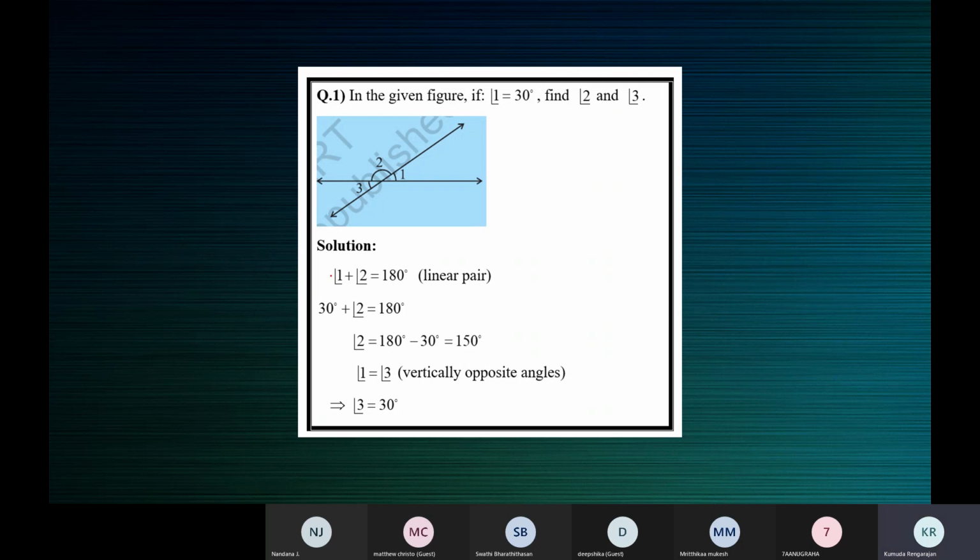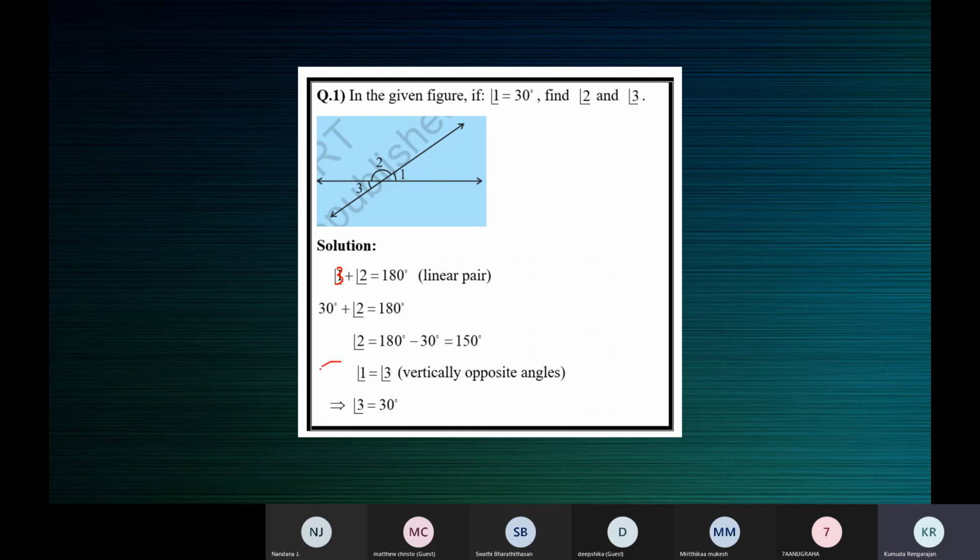This is 3, children. Angle 3 plus angle 2 is 180, linear pair. But angle 3 is 30 degrees, plus angle 2 is 180. So angle 2 is equal to 180 minus 30. 30 goes to the other side as minus 30. So angle 2 is 150.